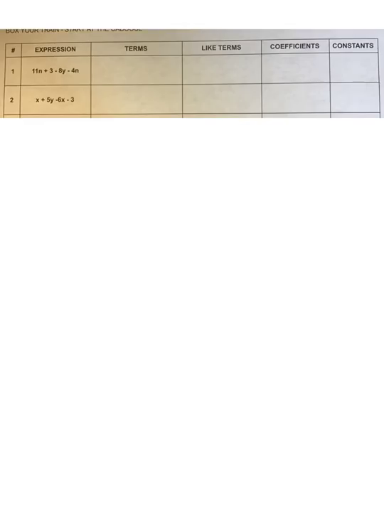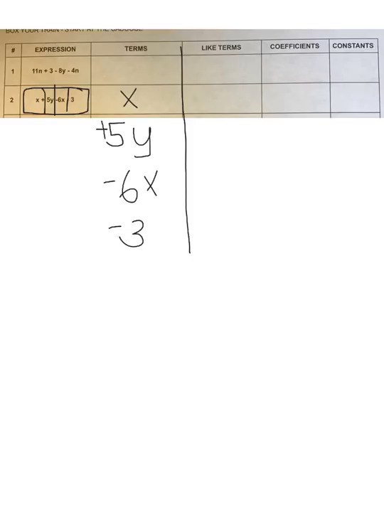All right, so number 2, we have x plus 5y minus 6x minus 3. We're going to box our train, start at the caboose, and box our terms. Our terms are x, 5y, negative 6x, and negative 3. Our like terms in this case are x and negative 6x.